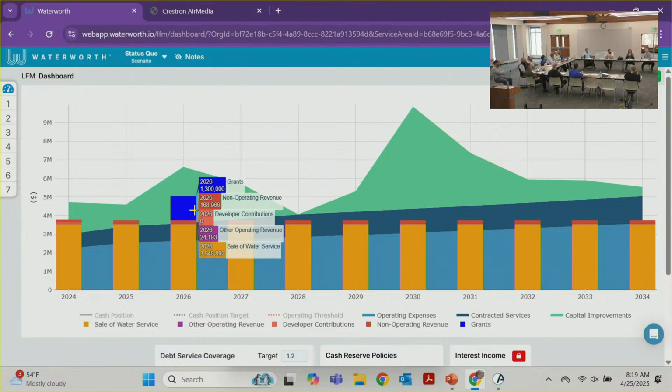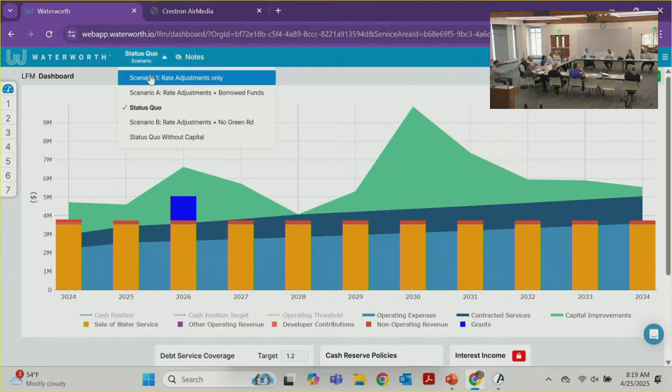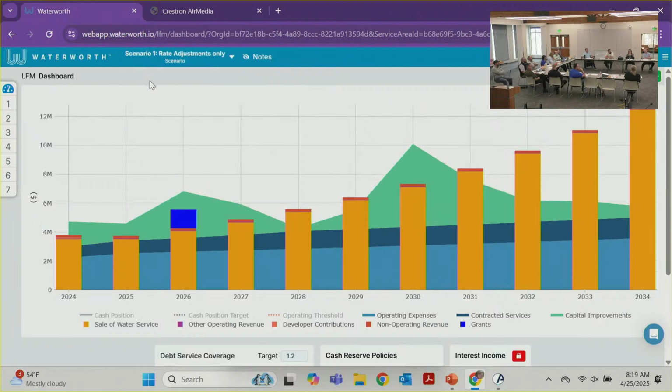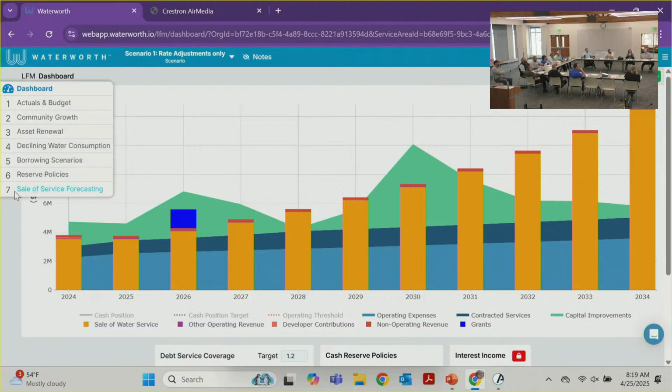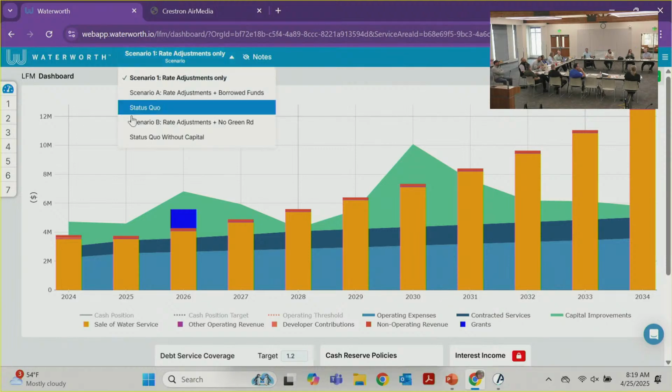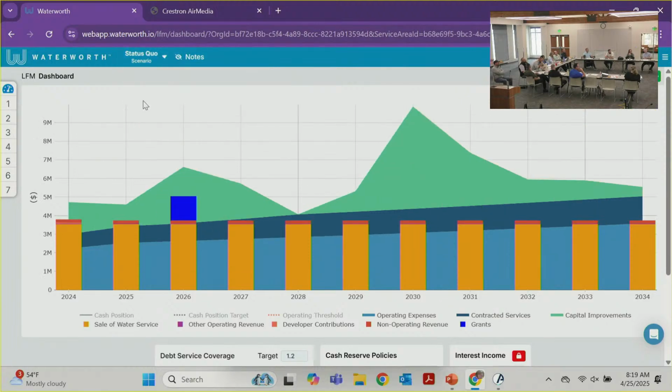Okay, so then we made a scenario where we just look at rate adjustments. Most of the cash was on first, or no? Oh, whoops, sorry, yes, you're right. Sorry, going back to this one.